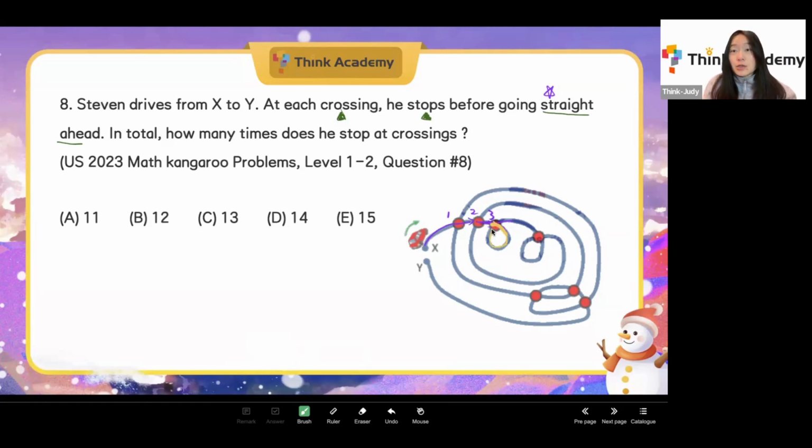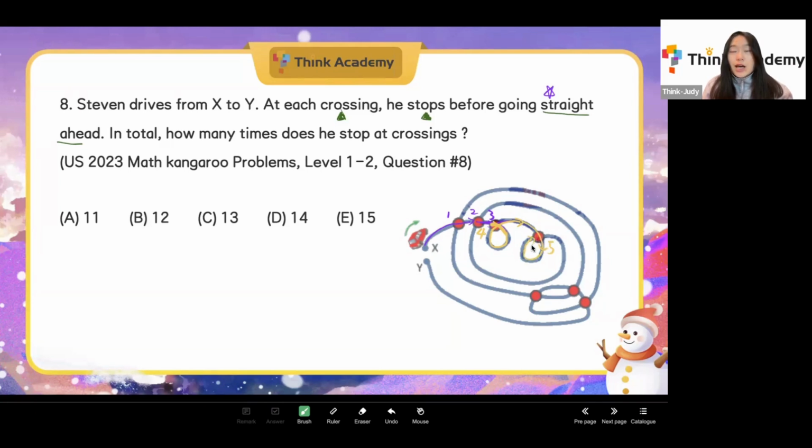But this time, what does straight ahead mean? Yes, I'm gonna move here, right? So for this stop, I have another stop again. For this crossing, I have another stop again. So we have 4. And then here, where do we go? Yes, 5, right? For this crossing, I stop and I go straight ahead in this direction.